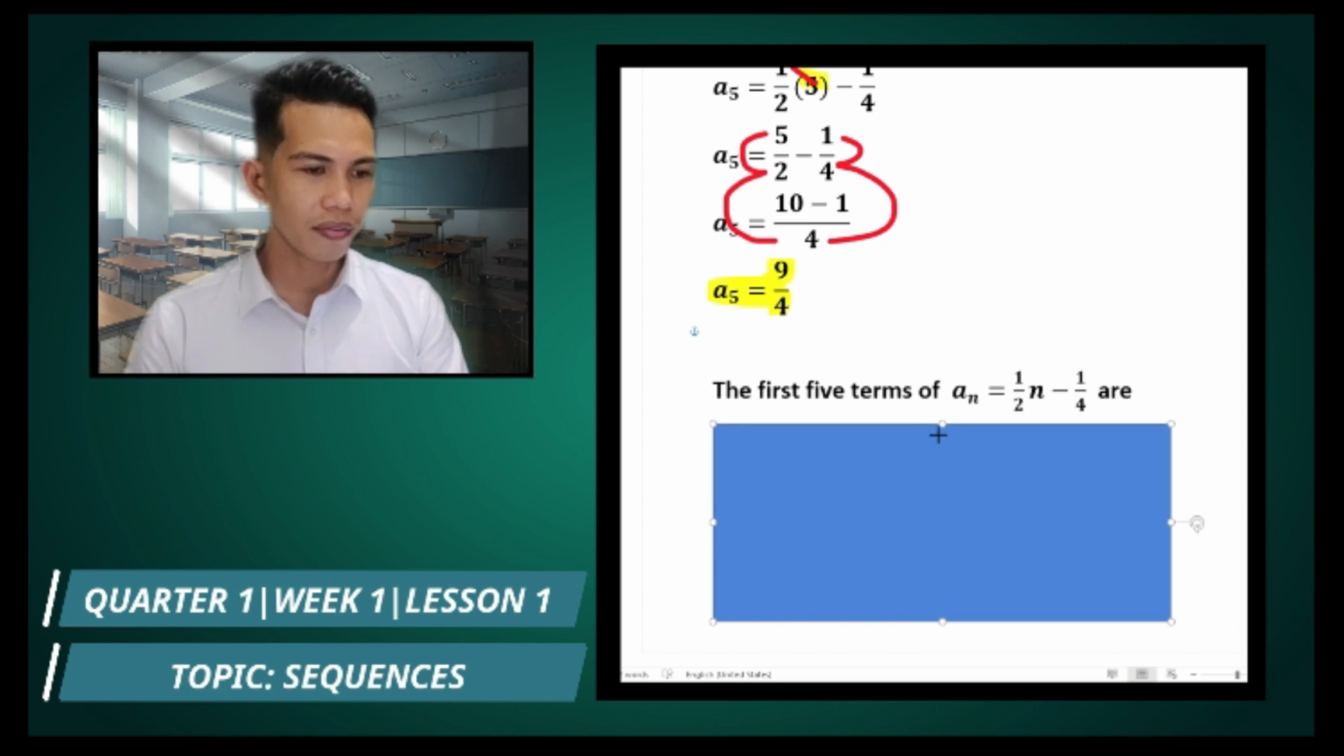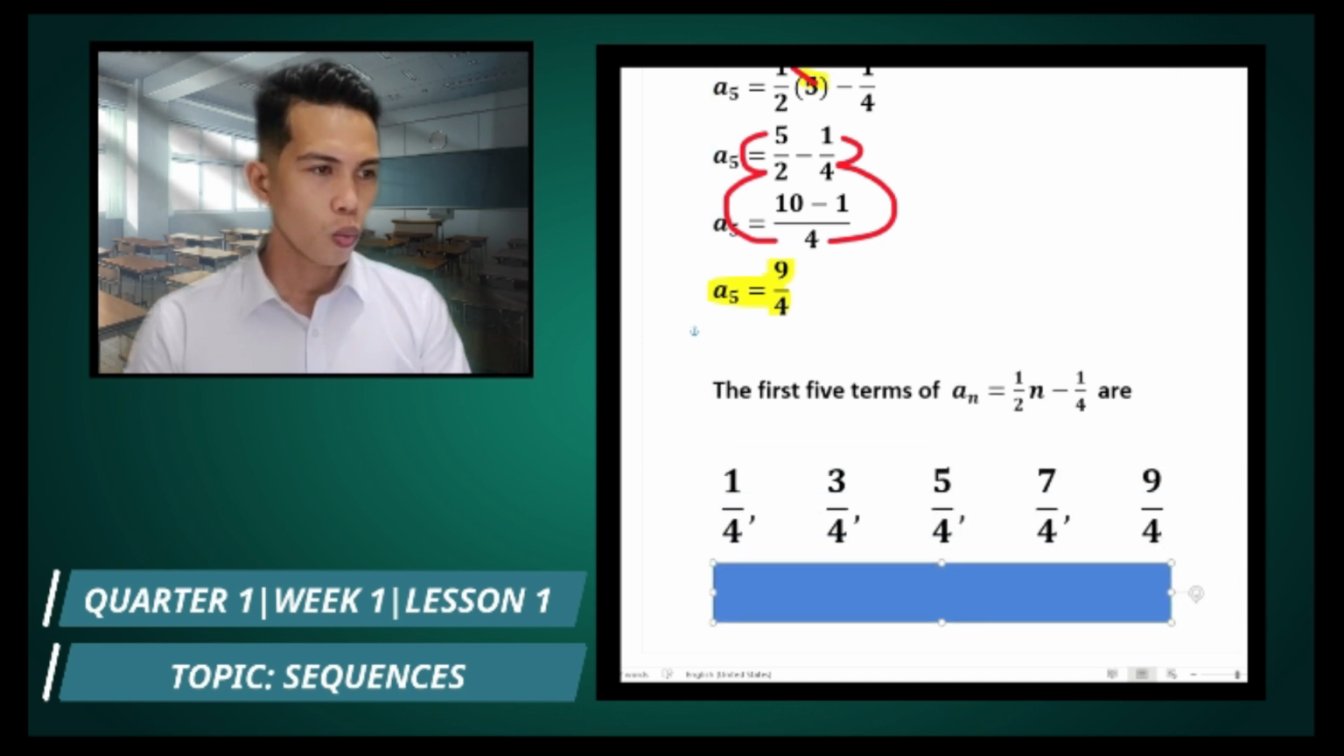Therefore, the first 5 terms of a sub n equals 1/2 times n minus 1 over 4 are 1/4, 3 over 4, 5 over 4, 7 over 4, and 9 over 4.